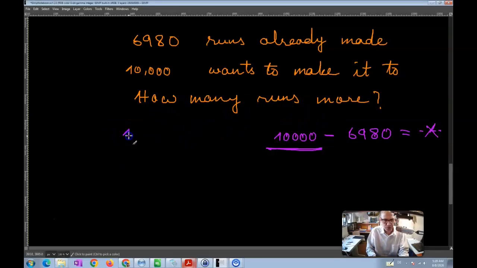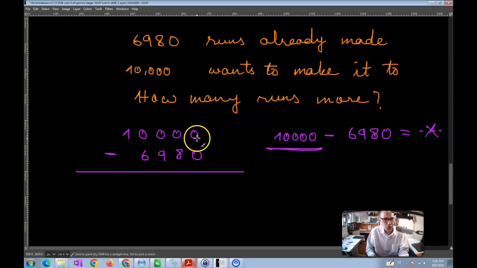Let's go through this. So we have essentially a 10,000, and then I want to subtract from that 6,980, right? Now what I need to do is, from this 0 I want to subtract the 0. So 0 minus 0 is equal to 0, right? Here I have no problems.